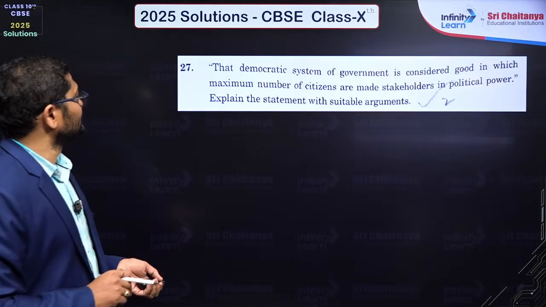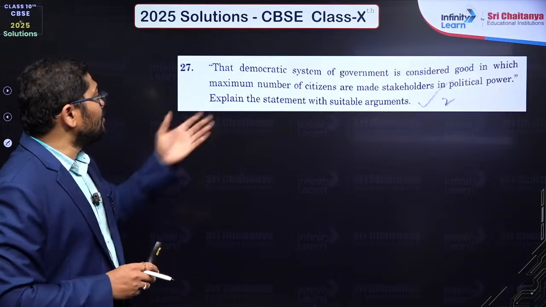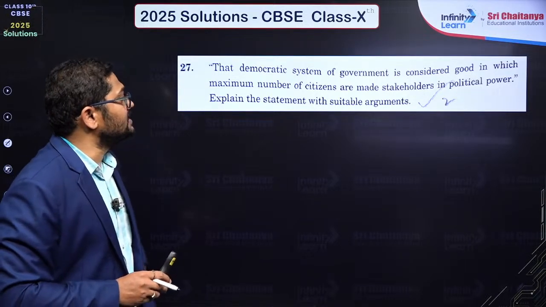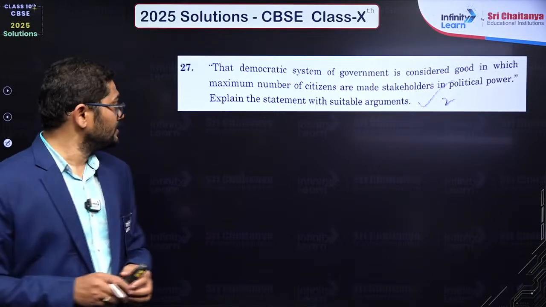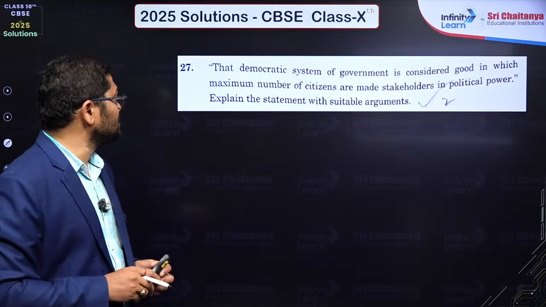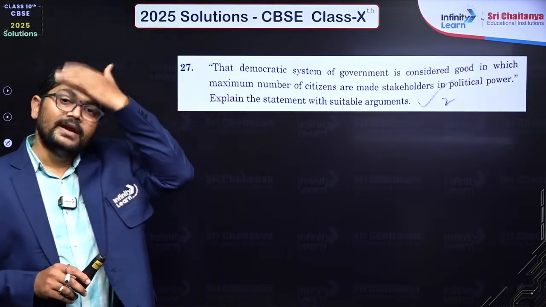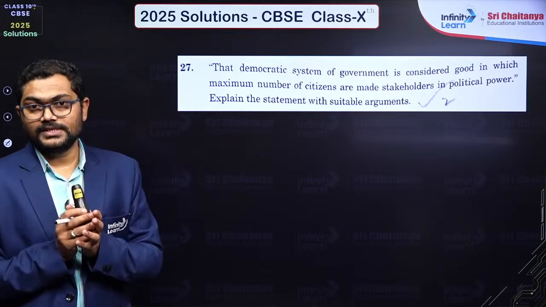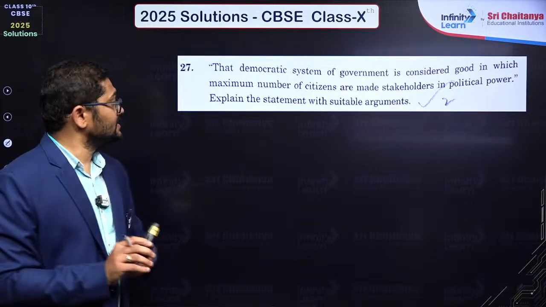Next one, question number 27. That democratic system of government is considered good in which maximum number of the citizens are made stakeholders in political power. Explain the statement with suitable arguments. Whenever we see this question, 2 chapters will come into our mind. The first one, power sharing, and the second one, outcomes of democracy. And the best that you can choose is power sharing.